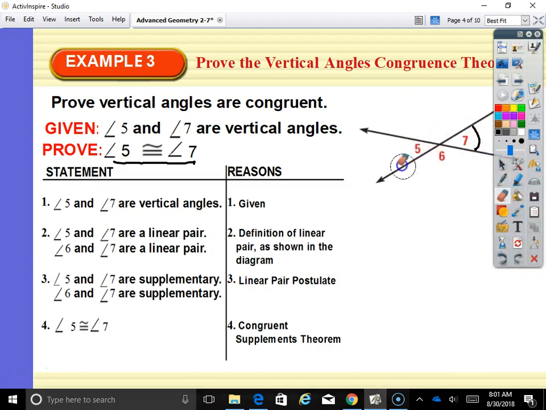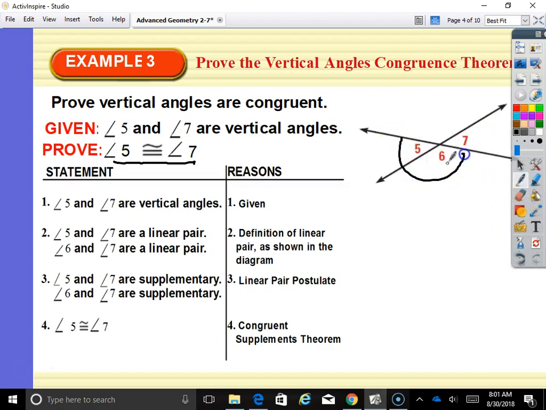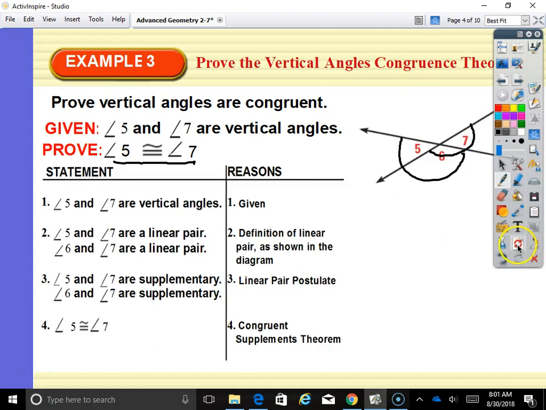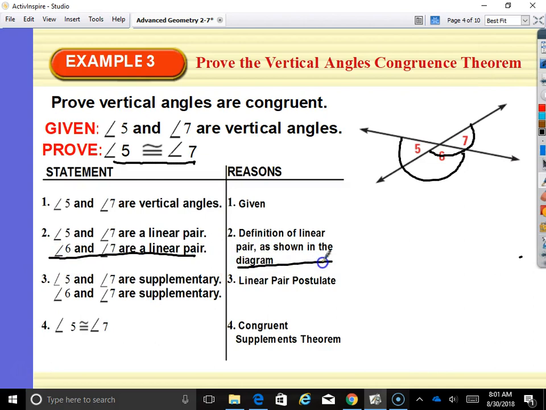So what we have to do is other things. We can say that angle 5 and angle 6 are a linear pair. And we can say that angle 7 and angle 6 are a linear pair, correct? They both form straight lines. They add up to 180. So we say that they're linear pairs, definition of linear pair, shown in the diagram. Because they're linear pairs, they're supplementary. Linear pair postulate. Right?